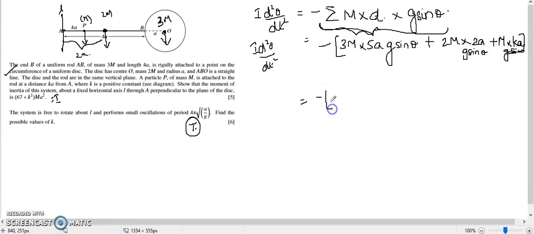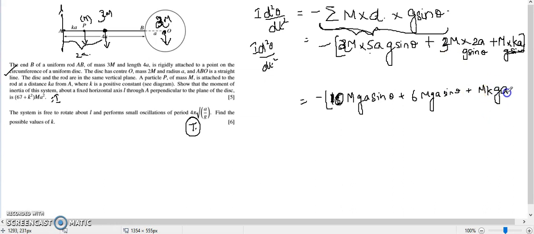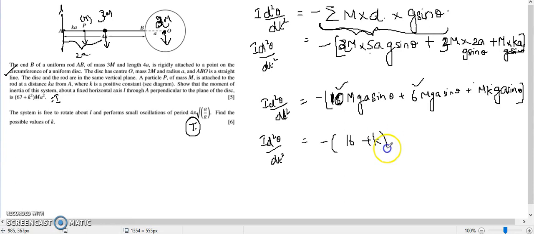So this becomes minus of 3 times 5, 15 mga sinθ plus, did I go wrong in the masses? Oh sorry, this is 2m and this is 3m. So this becomes 10 mga sinθ plus 3 times 2, 6 mga sinθ plus mk g a sinθ. This is the formula. So I'm going to simplify this. So this is I d²θ/dt². I d²θ/dt² is equal to, simplifying this, 10 plus 6 is 16 plus k. So negative of (16 + k), outside the bracket comes mga sinθ.